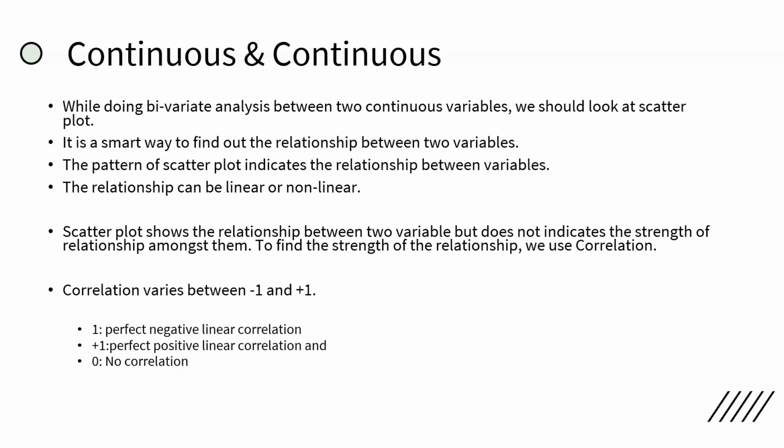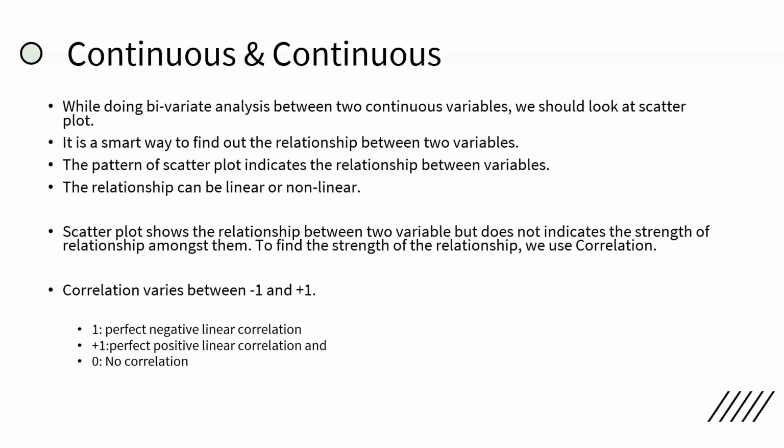There can be a relationship, there need not be a relationship, and the relationship can be linear, which means a straight line can be fitted. Okay, what is called a line of best fit. Or it can be a non-linear relationship, like a polynomial kind of relationship. Okay, or a logistic relationship also. So a scatter plot shows the relationship between two variables, right? But it doesn't tell the strength of the relationship.